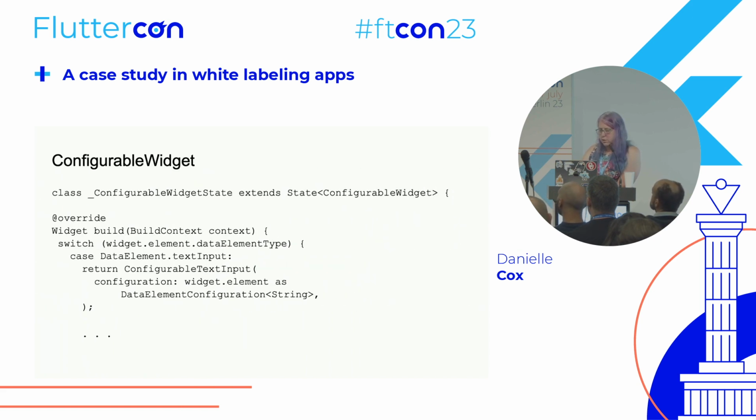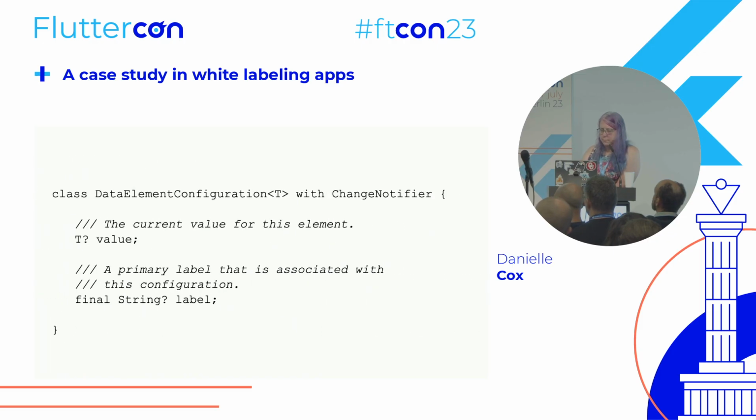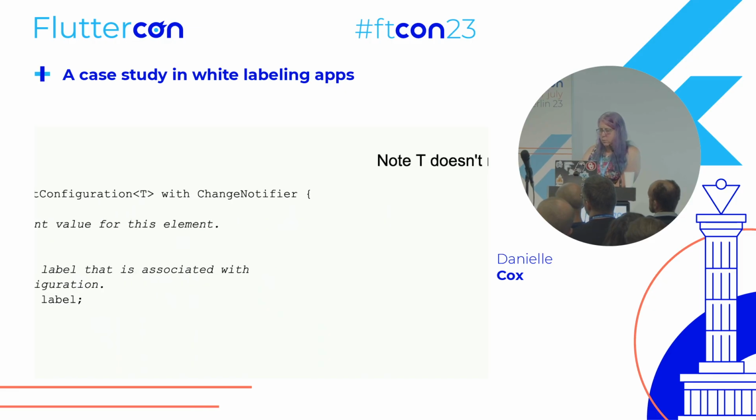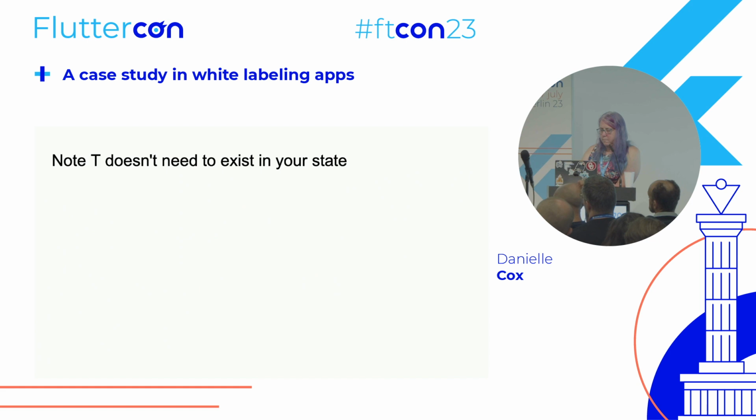So here's a little bit of what that configurable widget that I created looks like. And so in the build, all the build is a big switch with a case statement. And I'm passing in this configuration element to what we've created to show the text input. And so for this case, I need to have a value and a label.